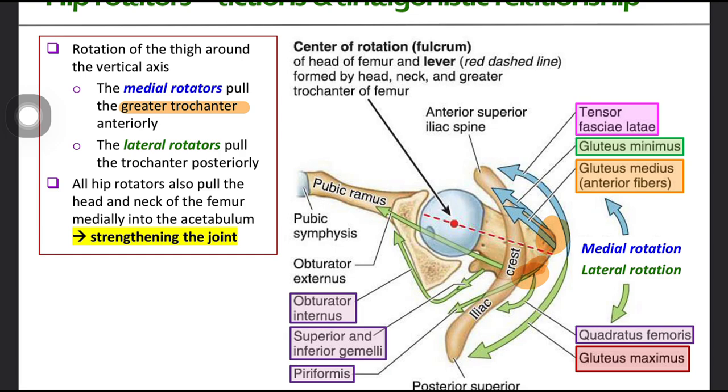So all hip rotators, think about it, individually they have their own action. What if they are together? They're trying to pull the head of the femur to better stay in the acetabulum, right? So that's why we say this is the strengthening of the joint.